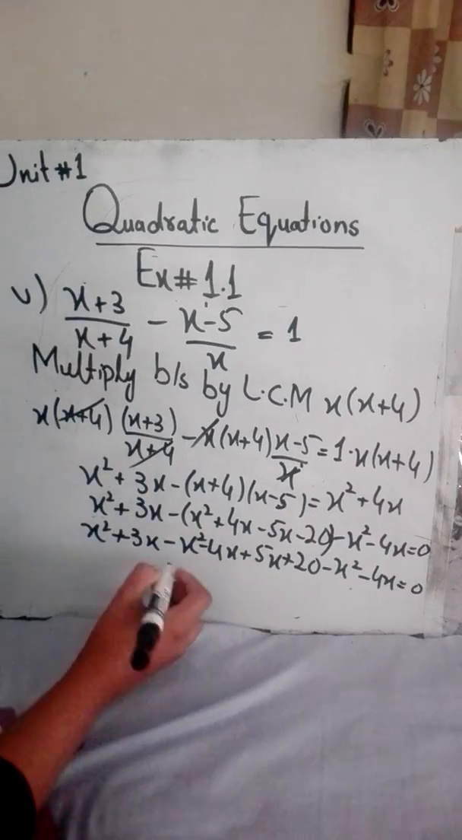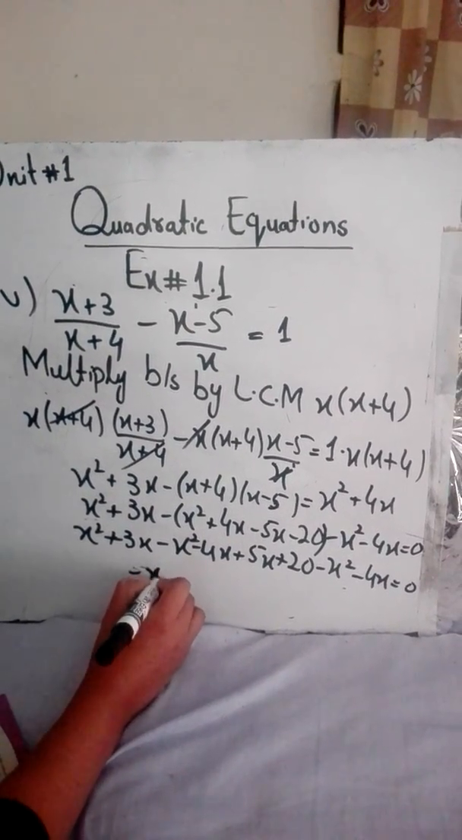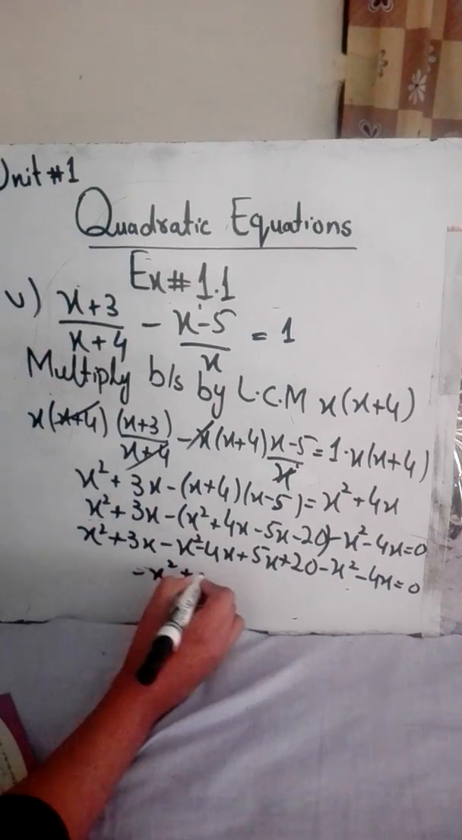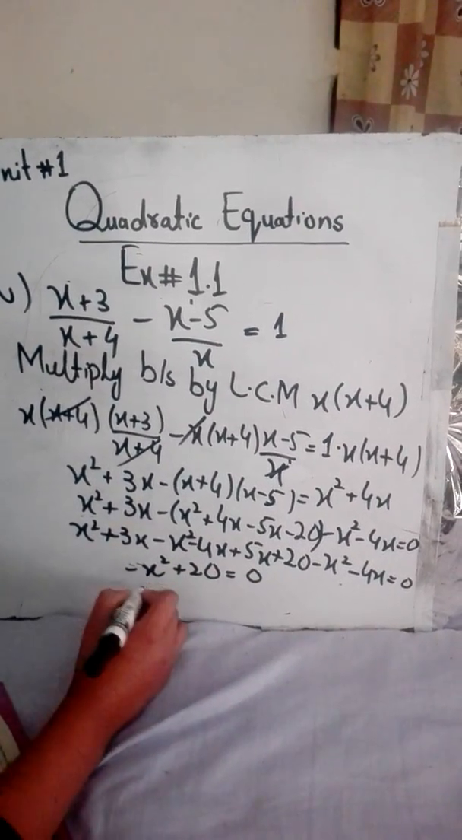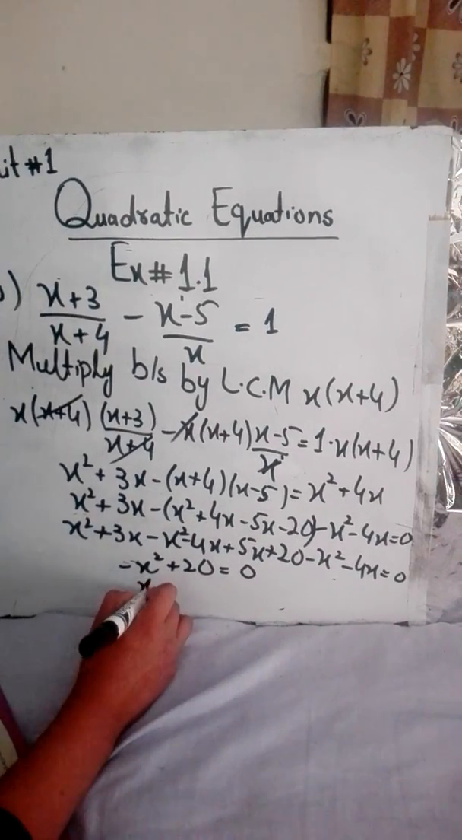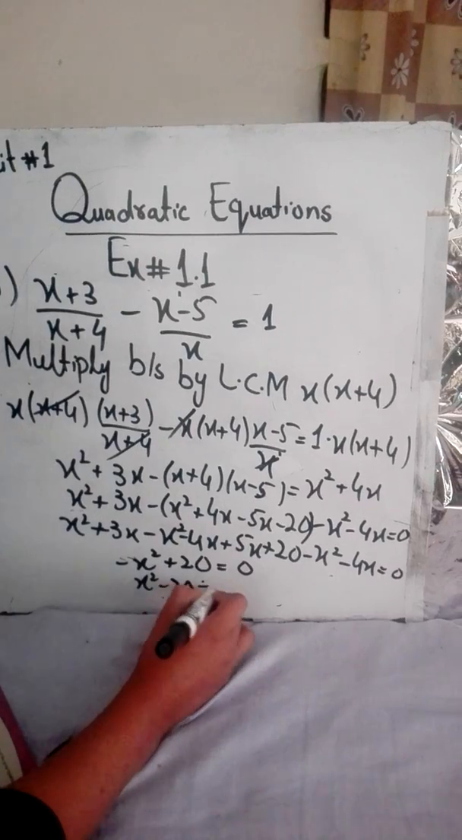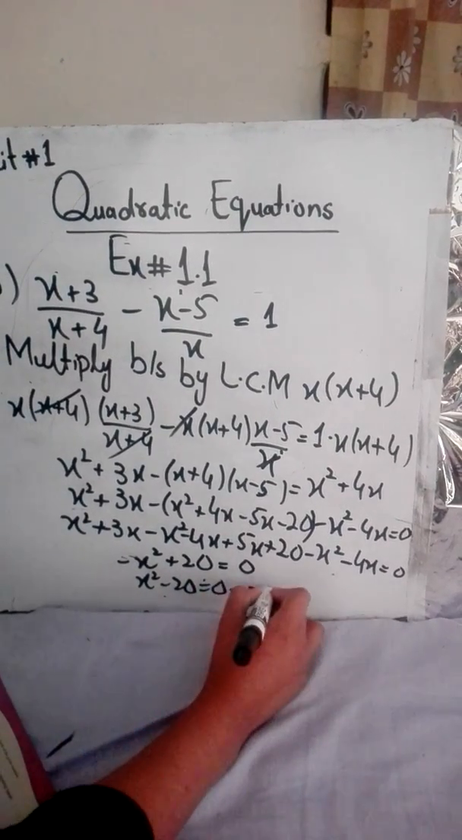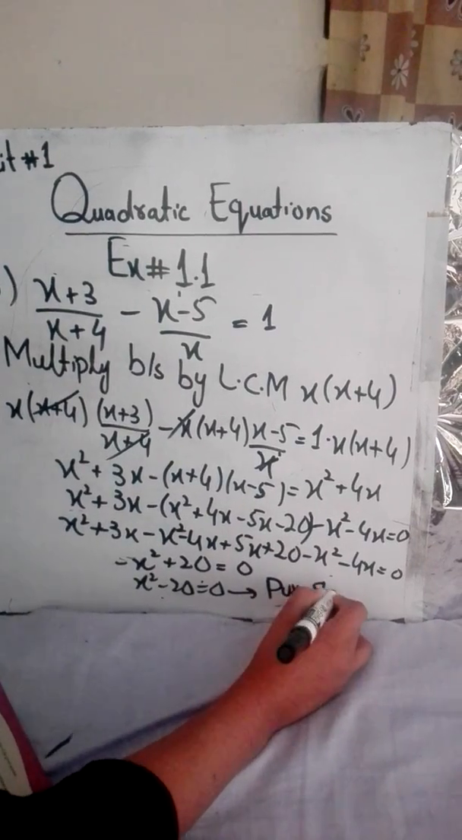After simplification, I will get minus x squared plus 20 is equal to 0. Minus will be taken as common. It will become x squared minus 20 is equal to 0. This is pure quadratic equation.